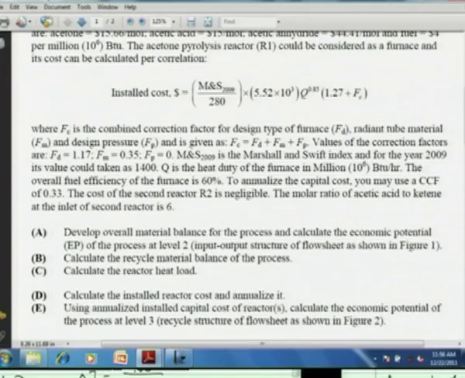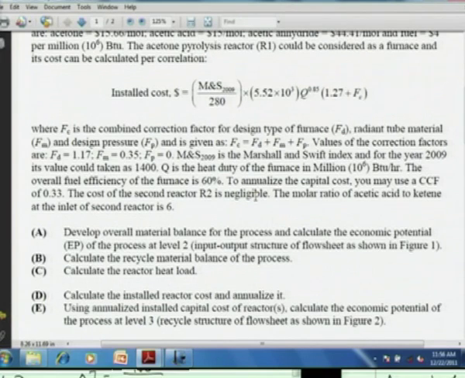So, what we do is that we annualize the capital cost. Now, how is this done? We shall see in detail in the next module, but here I just give an introduction that the annualization of the capital cost can be done using a parameter called capital charge factor, the CCF, which is typically 1/3 or 0.3.